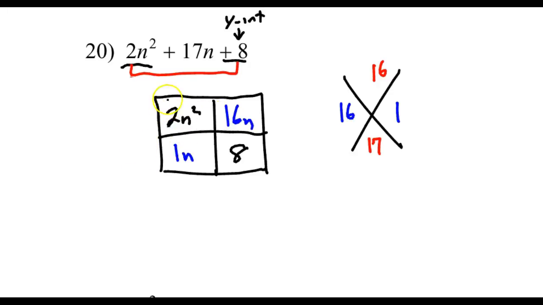So what comes out of 2n squared and 16n? What do they have in common? So for the number, they both have 2. 2 comes out of 2. 2 comes out of 16. But they both have an n as well. So we take an n out as well. We have to take everything out that's possible. Can't just leave the n in there and just take out the 2 only.